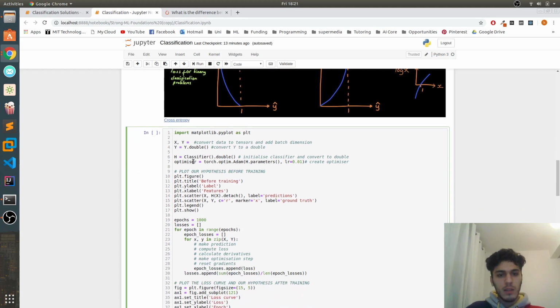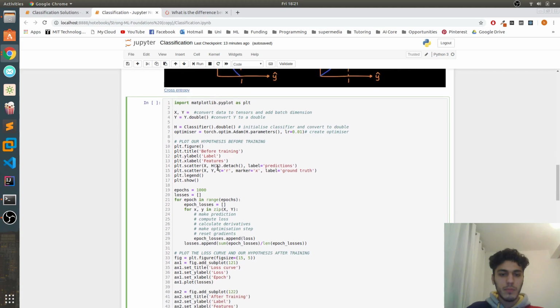Okay, and we basically instantiate our model here from the class that we defined. Same with the optimizer. Apart from that line, this is what you guys need to complete. So using our model, make a prediction, compute the loss of that prediction, calculate the derivative of the loss with respect to our weights, take the optimization step, like update our weights using the gradient, and then reset the stored gradients to 0.